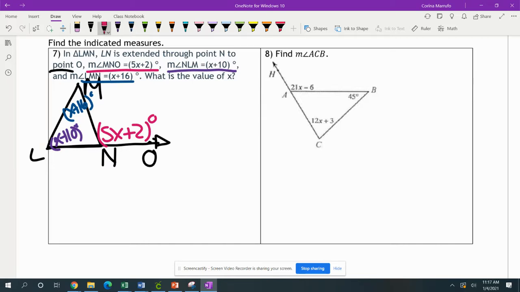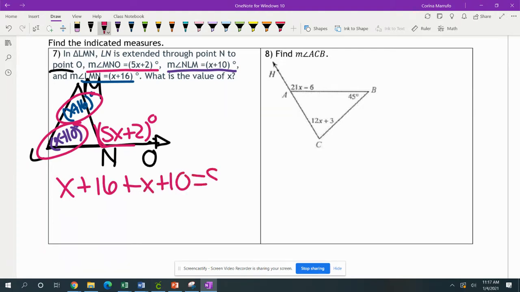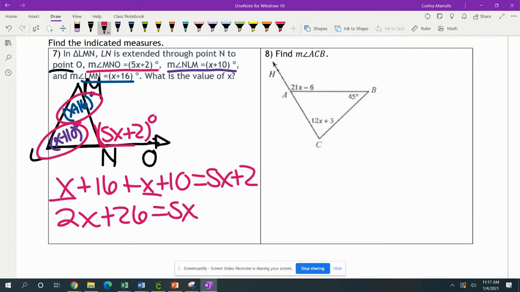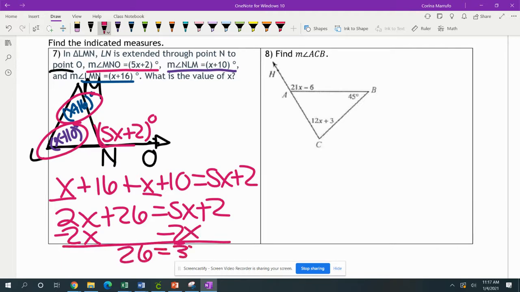The exterior angle right here should equal the sum of the two opposite angles. So x plus 16 plus x plus 10 should equal the 5x plus 2. Okay. We combine our like terms first. So 2x plus 26 equals 5x plus 2. We subtract the 2x. And then 26 equals 3x plus 2.